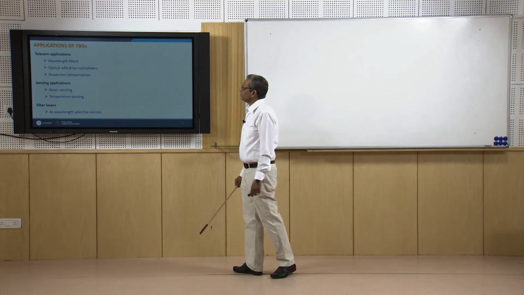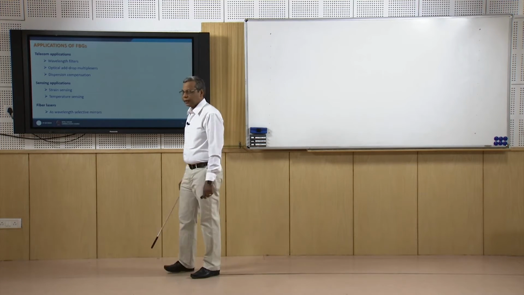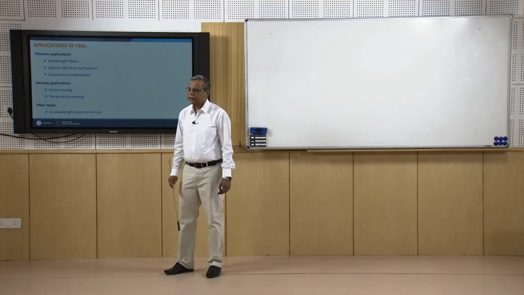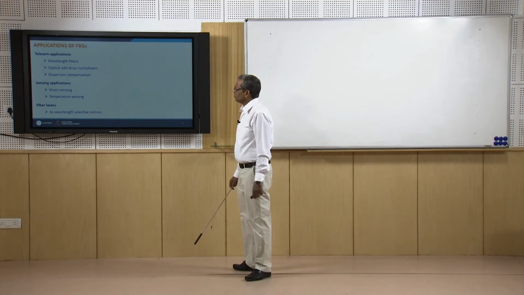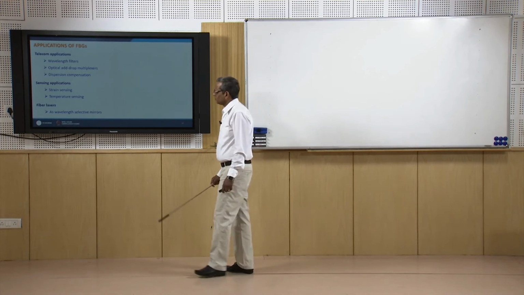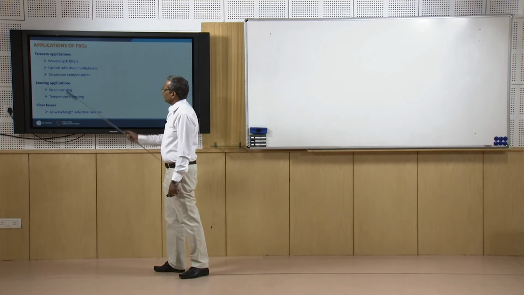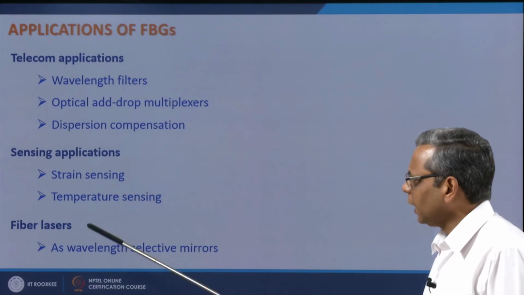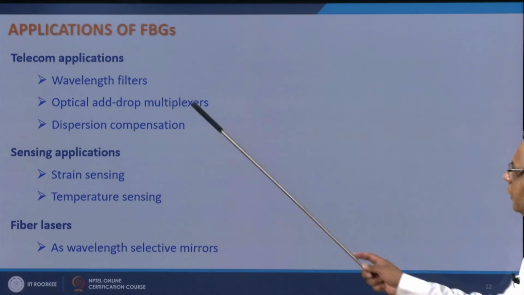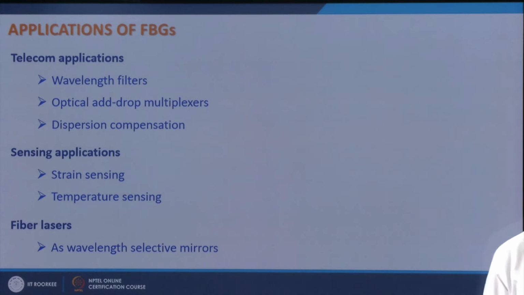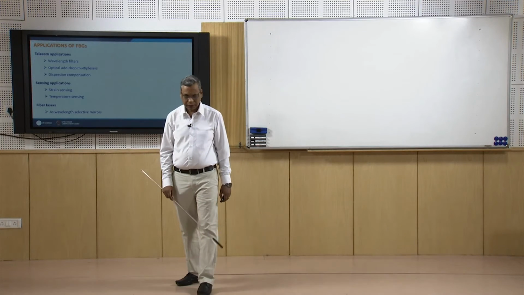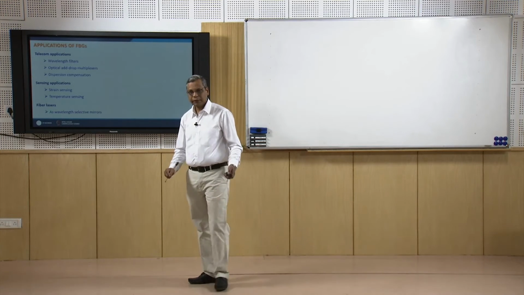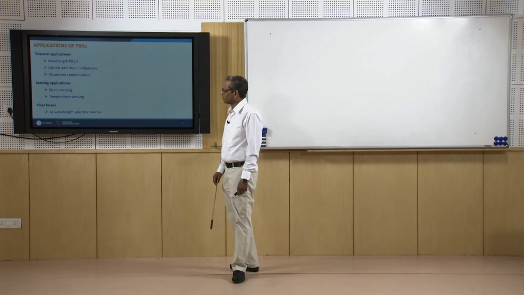Let us now look into the applications of fiber Bragg gratings. The applications I can divide into three parts primarily: telecom applications, sensing applications and fiber lasers. In telecom applications, the most obvious one is wavelength filter. I can create filter for a given wavelength because that wavelength would be rejected in the transmission spectrum.